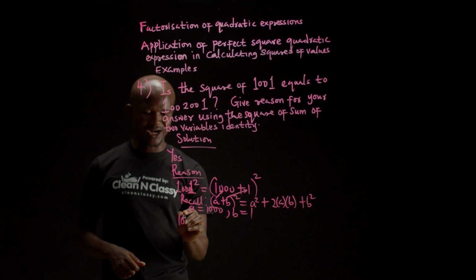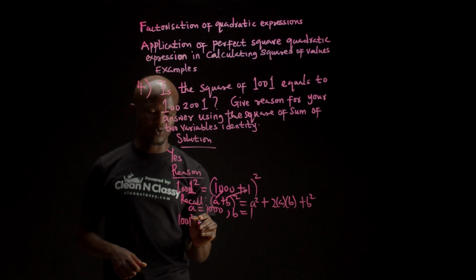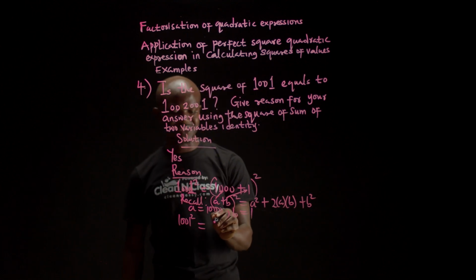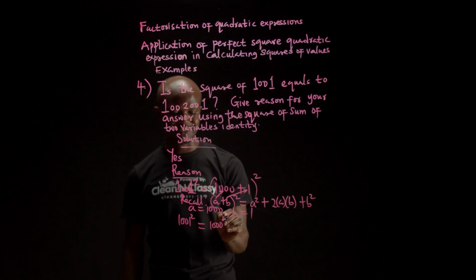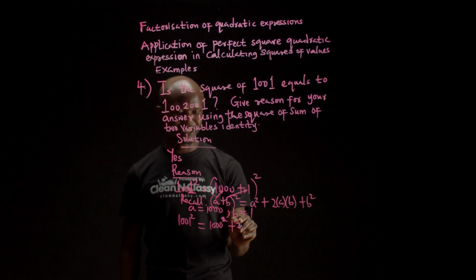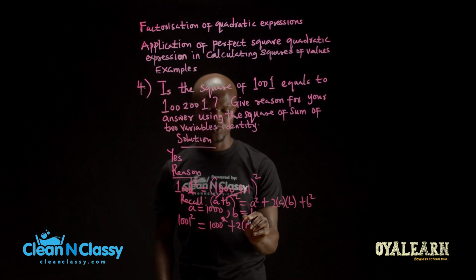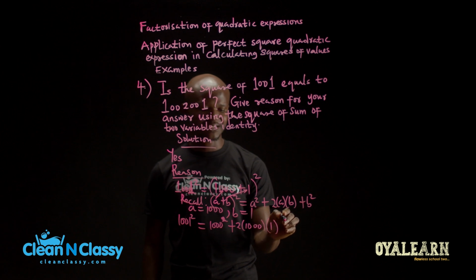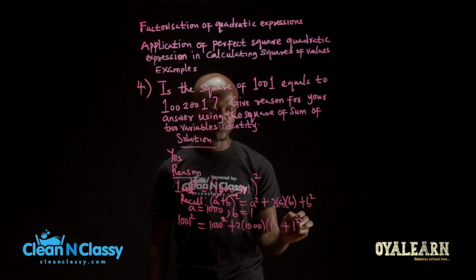Now, it means that 1001 square will be equal to what? We are going to use this formula now. Anywhere we see a, we substitute 1000. Then we have 1000 square plus 2 into a, which is 1000, into b, which is 1, then plus 1 square.